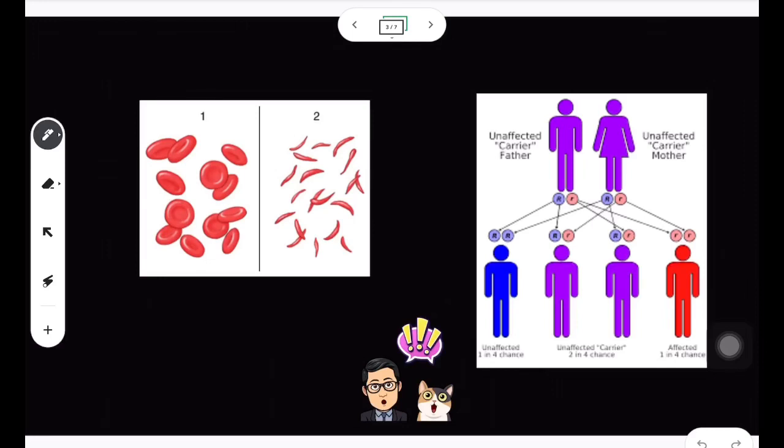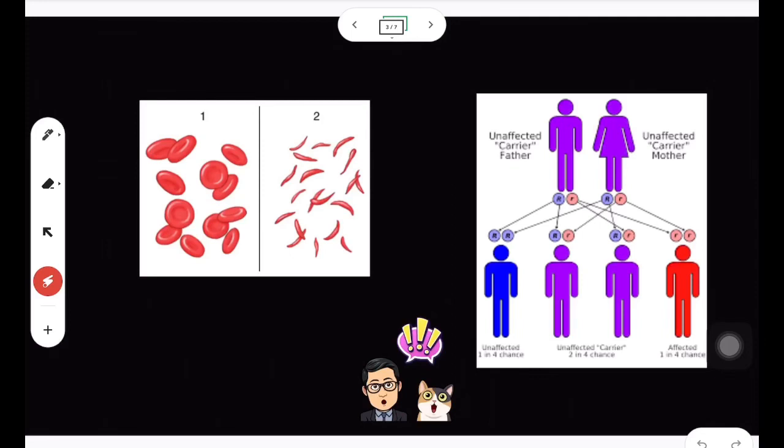You can see from the image right here, this is the representation of the normal red blood cells having a biconcave shape right here in the middle. Of course, it does not contain any nucleus. Whereas on the right part, number 2, this is the sickle cell anemia. You can compare and clearly see the difference between the two structurally.